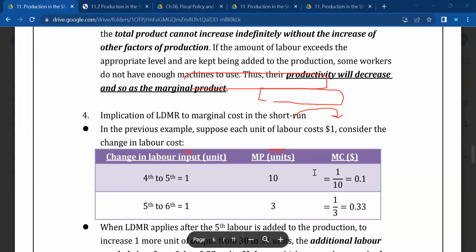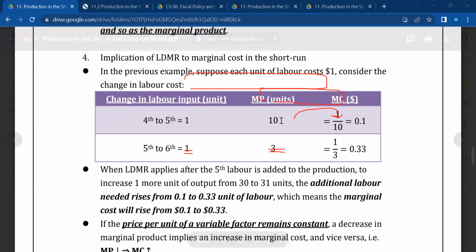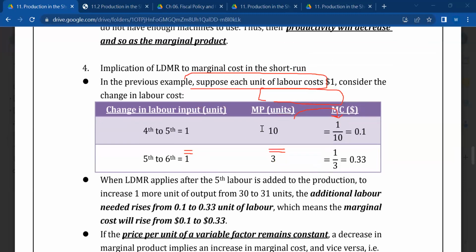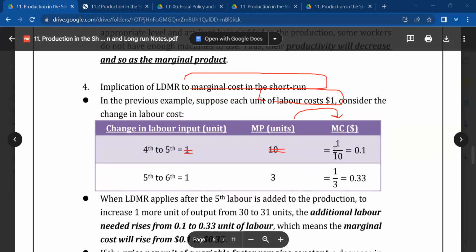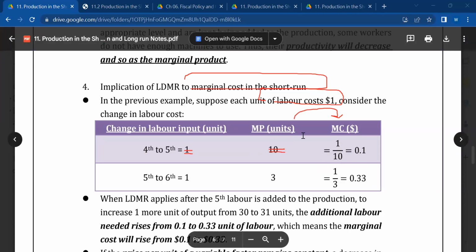So now we can see that we employ one more unit of labor, and he can produce 10 units of marginal product. So we need to find out the marginal cost. We use 1 divided by 10. $1 for this labor is the increase in the cost, and then divided by the 10 units he produced.